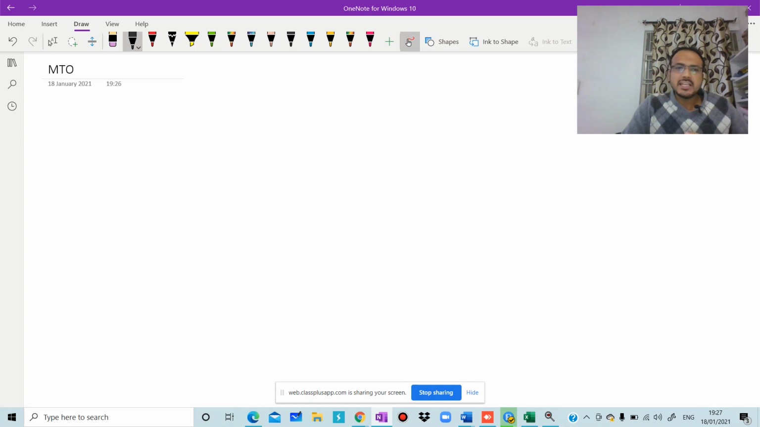Is it clear? First we will start with the definition. Mass transfer operations are characterized by transfer of amount of substance from one phase to another phase or within the same phase at the molecular level, and it refers to the separation process. Let's start. First definition.